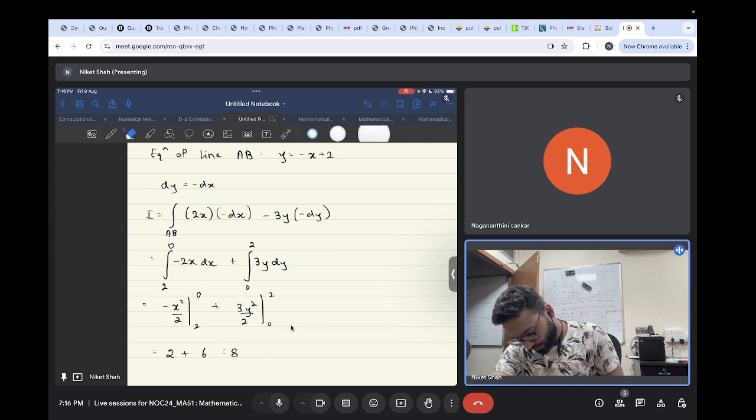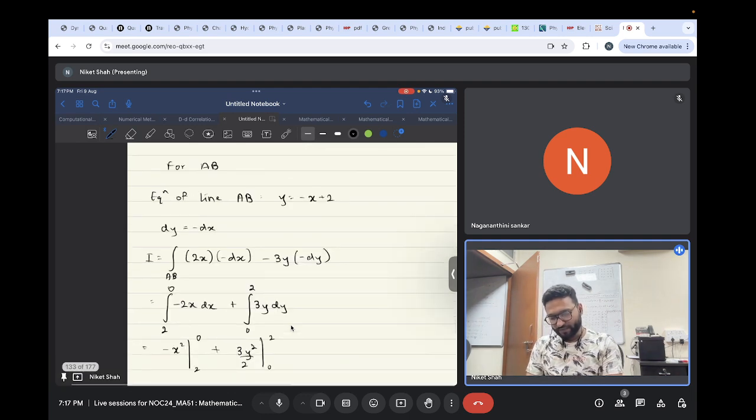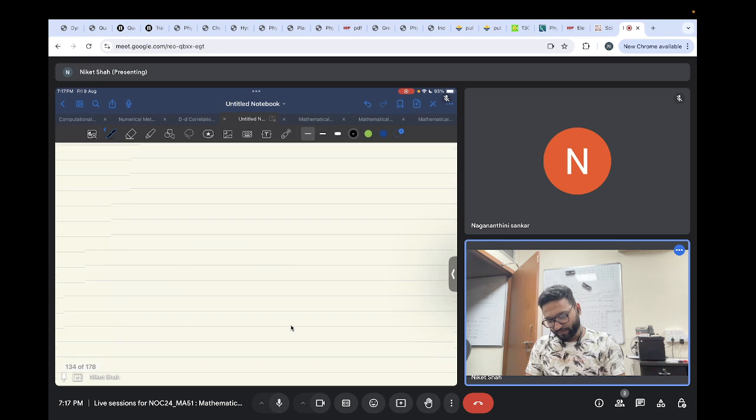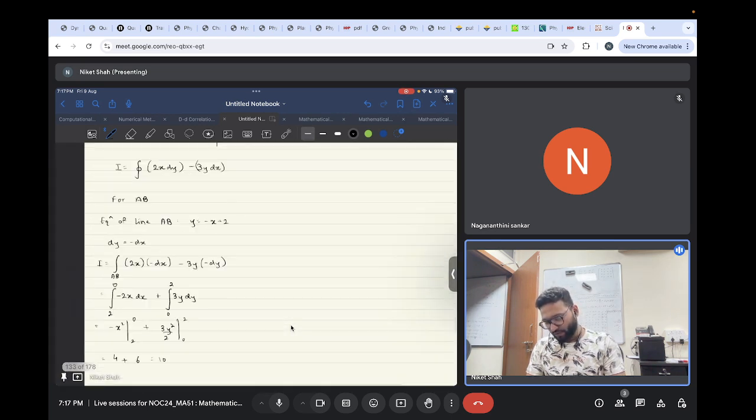Oh, okay. This is x square only, not x square by 2, because there is 2x already. So what I end up with is 4 here, right? So this becomes 10. My bad. So what I'm getting here is 4 plus x is equal to 10. All right. So this is along AB.